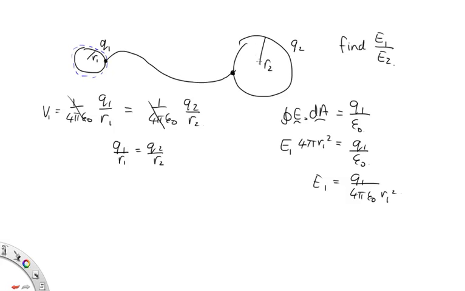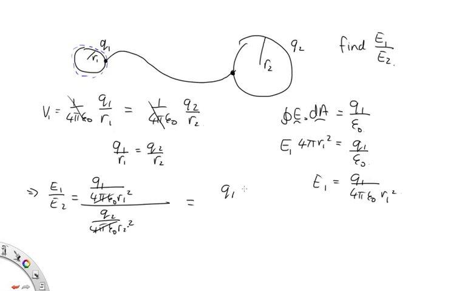The expression for E2, the electric field at the surface of this sphere, can be gotten in exactly the same way. So this tells us that E1 on E2 is equal to Q1 over 4 pi epsilon naught R1 squared over Q2 over 4 pi epsilon naught R2 squared. These common factors cancel out, and we end up with Q1 R2 squared over R1 squared Q2.